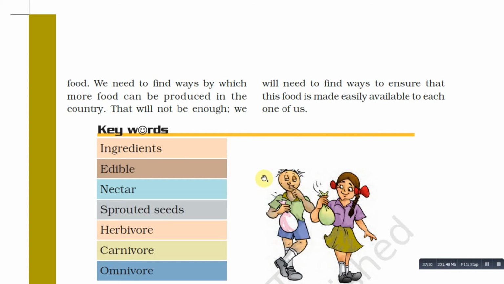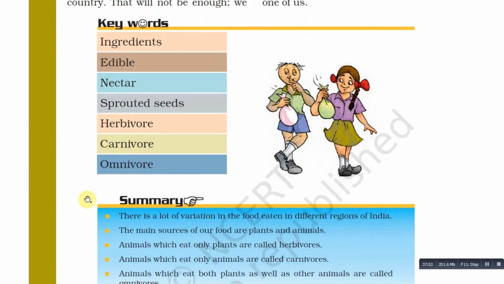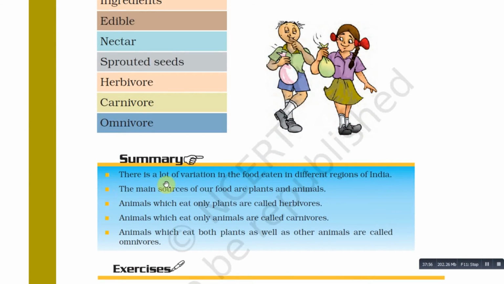So this is all about our first chapter. Now what is the summary? There is a lot of variation in the food eaten in the different regions of India. I told you about south, center, north India, western India. The main sources of our food are plants and animals. Animals which eat only plants are called herbivores. Animals which eat only animals are called carnivores. Animals which eat both plants as well as other animals are called omnivores. This is the summary and takeaway from this chapter.